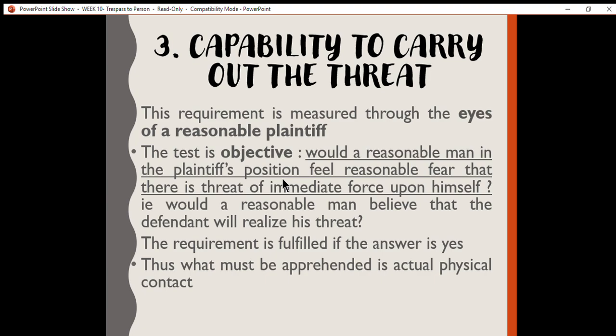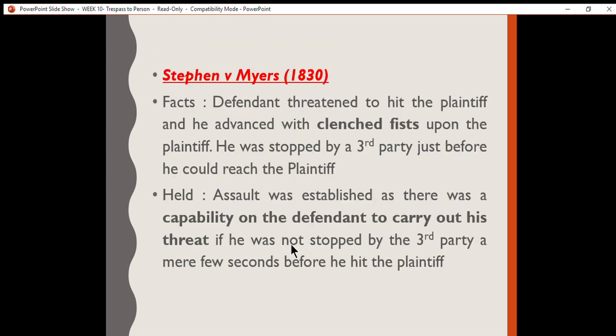The third element of assault is the capability to carry out the threat. This requirement is measured through the eyes of a reasonable plaintiff. That's why we use an objective test. Will a reasonable man in the plaintiff's position feel reasonable fear that there is a threat of immediate force upon himself? And will a reasonable man believe that the defendant will realize his threat? If the answer is yes, then the third element is fulfilled. So what must be apprehended is actual physical contact.